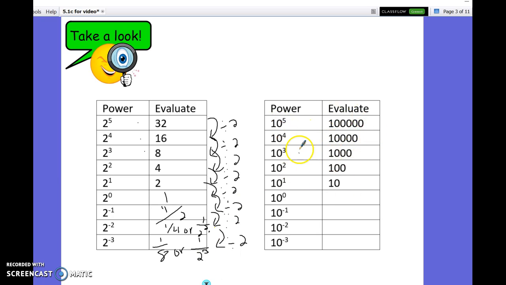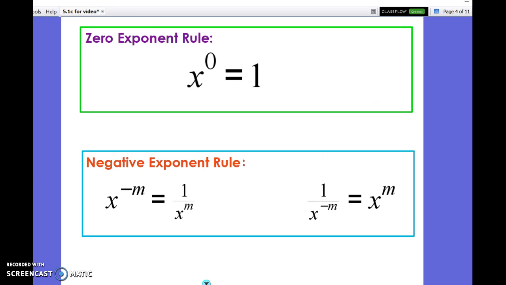If we look at our base of 10, so 10 to the 5th, so on and so forth, we see the same thing, right? Each time we're dividing by 10, 100 divided by 10 is 10. 10 divided by 10 is 1. So we see 10 to the 0 power equals 1. 1 divided by 10 is 1/10. Well, 1/10 divided by 10 is 1/100th, which we could write as 1 over 10 to the second power. So this is why our zero and negative exponent rules work. This is where they come from.